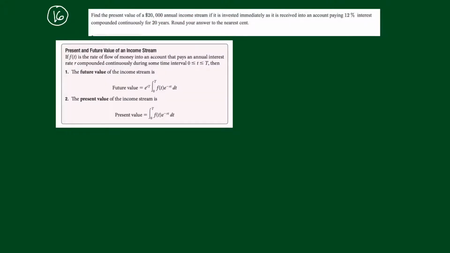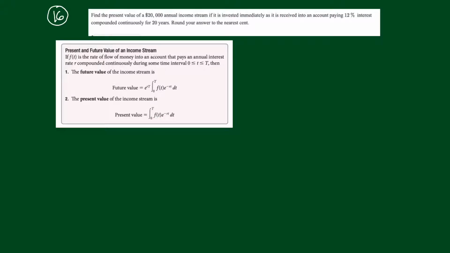So here are two formulas right out of the book. We have one for the future value and one for the present value. We're looking for the present value, so we're going to use this. The formula is actually developed in the textbook. If you want to see where this comes from, take a look in the textbook in section 6.3.